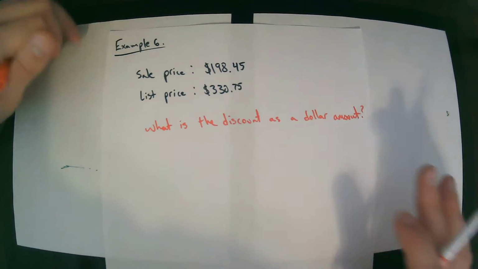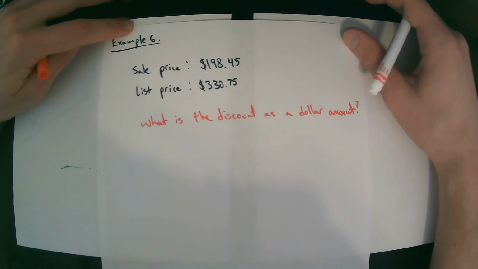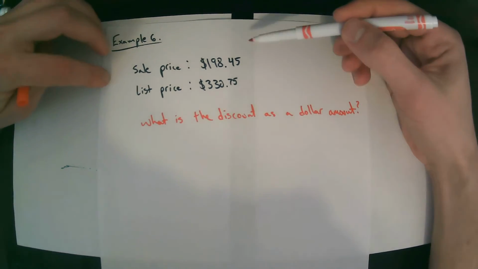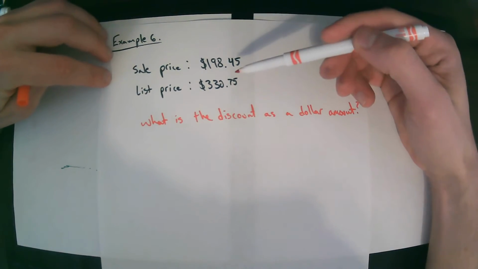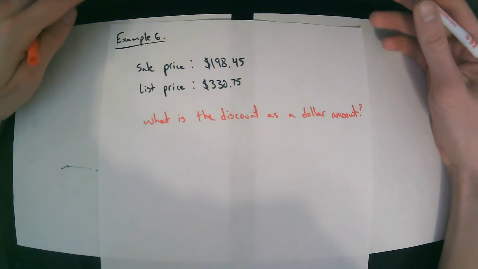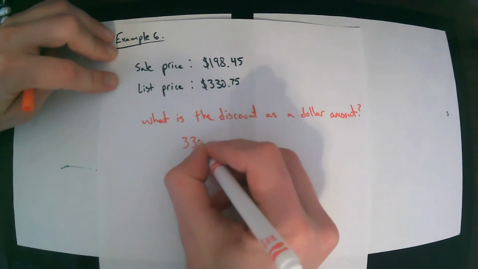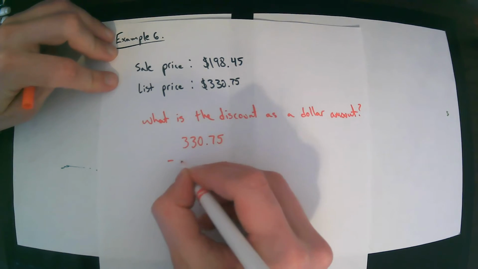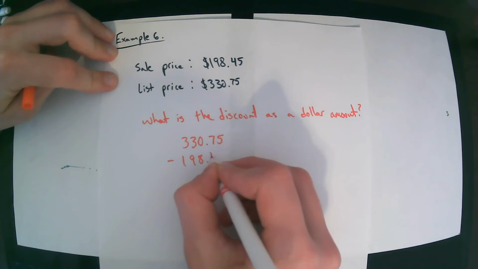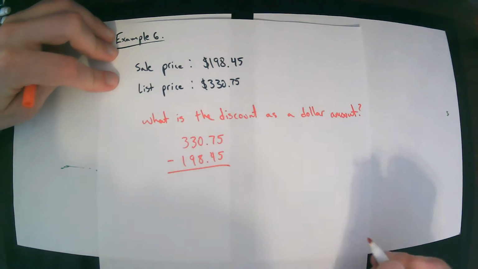And the most common mistake that I would guess a student would make here is assuming that this number, 198.45, is the discount. But it's not. It's the sale price. How do you find the discount? You find the difference of these two.